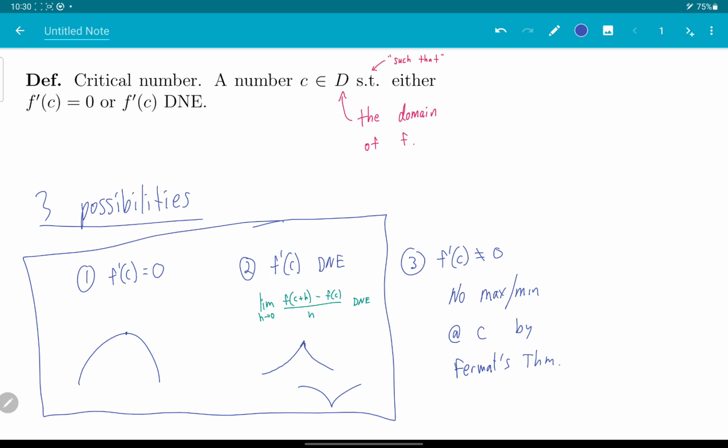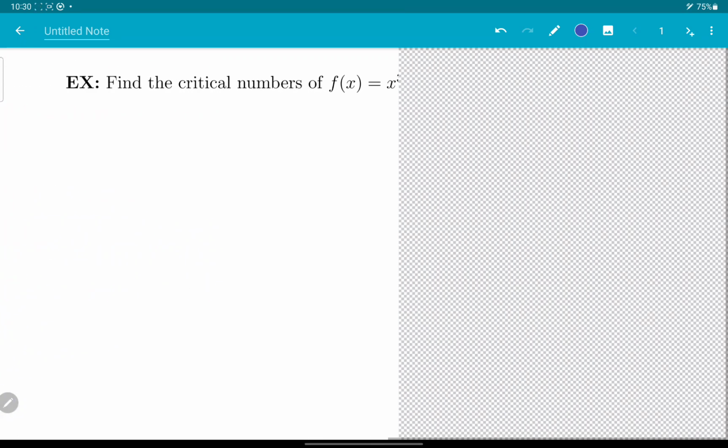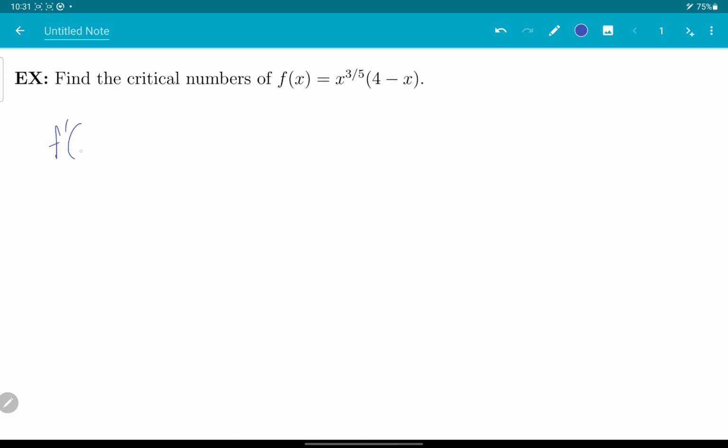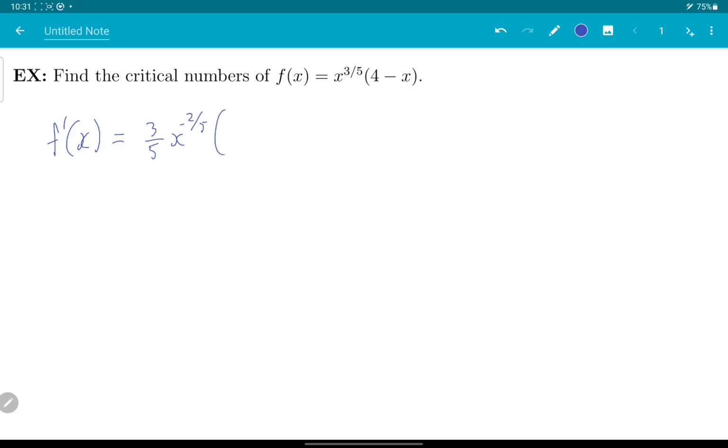Okay, let's do an example now. Find the critical numbers of this function. So I take a derivative, and I'm going to find out when it's 0, and when it does not exist. So what is the derivative? f prime of x is, well, I do the product rule. So 3/5 x to the negative 2/5 times this guy unchanged, plus x to the 3/5 times the derivative of this bracket, which is -1.